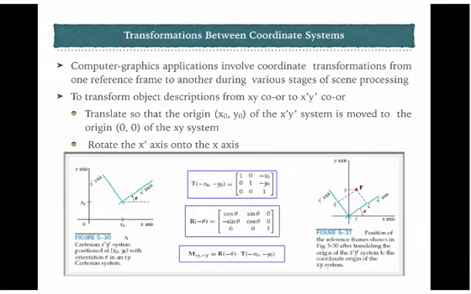Rotate the x dash axis onto the x axis. As you can see from the figure given below, the point x naught, y naught, which is the origin of the x dash y dash system, is translated or moved to the point 0, 0, which is the origin of the xy system, and then the x dash axis is rotated onto the x axis.